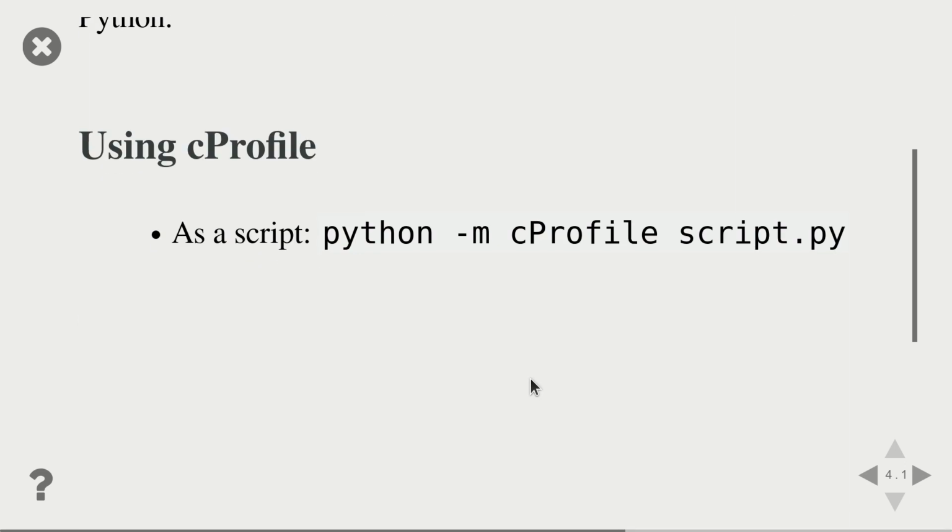The way you run cProfile is, instead of just calling Python and then the script name, you call python -m cProfile script.py. What that does is it activates the profiler and runs your Python program with the profiler activated. And while running it, it creates these statistics.